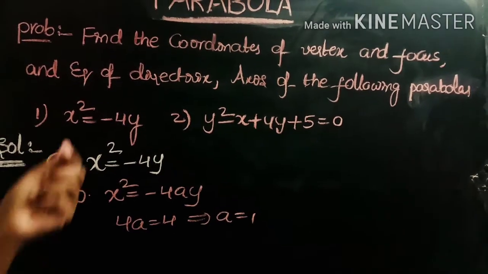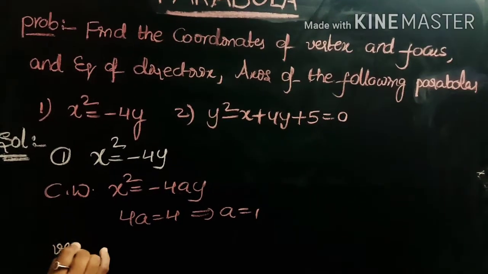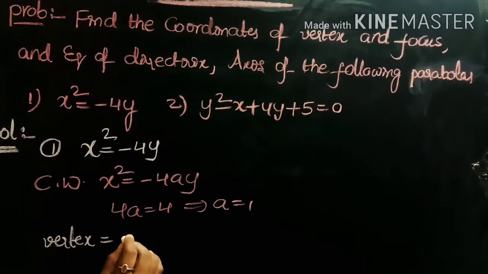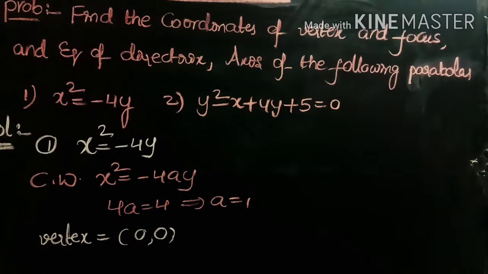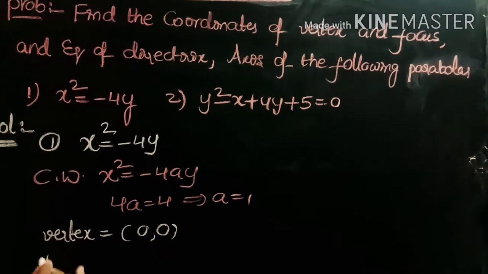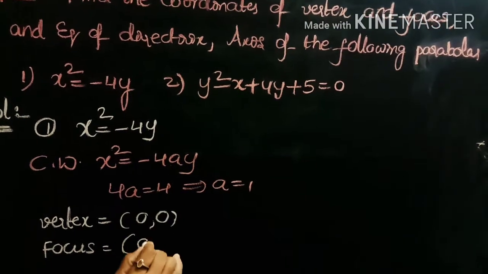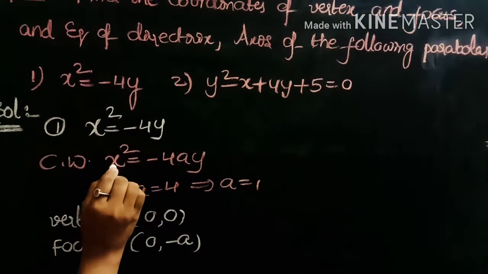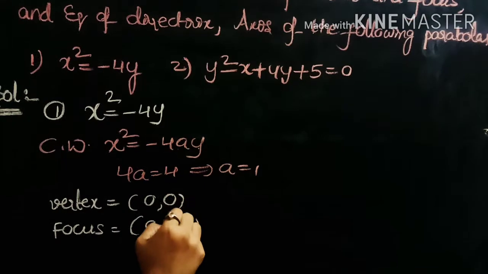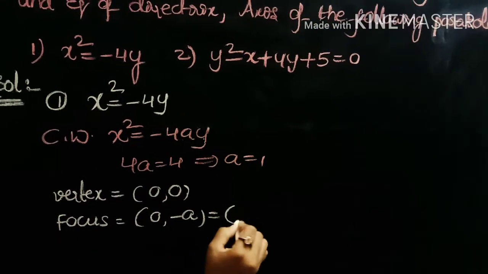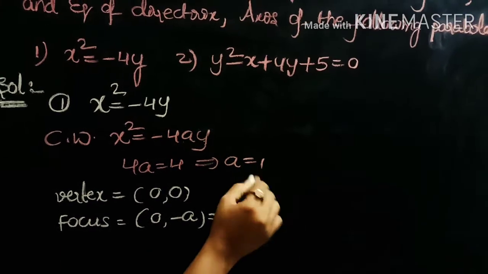Now we are writing the values one by one. First is the vertex. Already you know that for this form the vertex is 0, 0. This is the parabola having vertex 0, 0. And next, focus. For this form the focus is 0, minus a. When we have x square is equal to 4ay, then the focus is 0, a. But here we have x square is equal to minus 4ay, so the focus is 0, minus a. That is 0, minus 1.